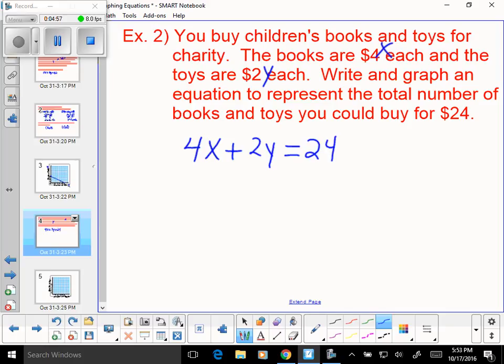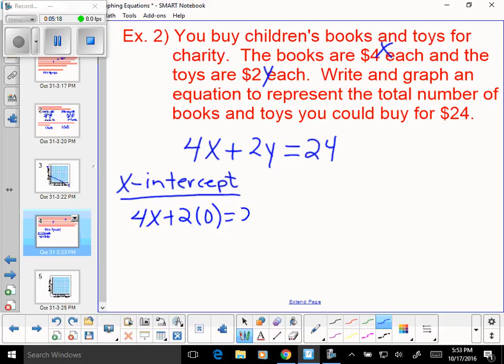Now I need to find my intercepts. This is where, if you'd like, you can hit pause and then come back and I'll talk you through the problem. Okay, 4x plus 2 times 0 equals 24. That will leave me with 4x equal to 24. Dividing both sides by 4, x is going to be 6 books. So my intercept is going to be (6, 0).